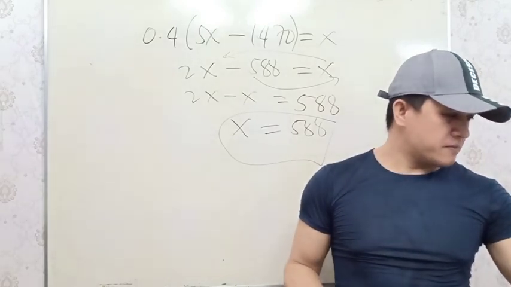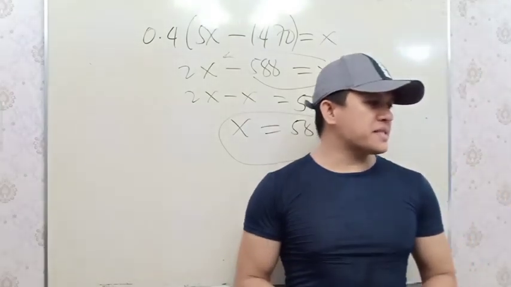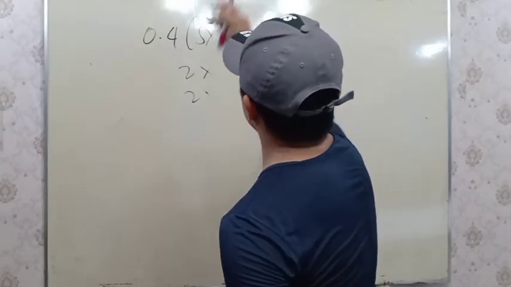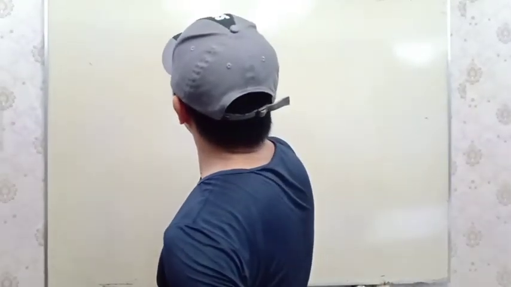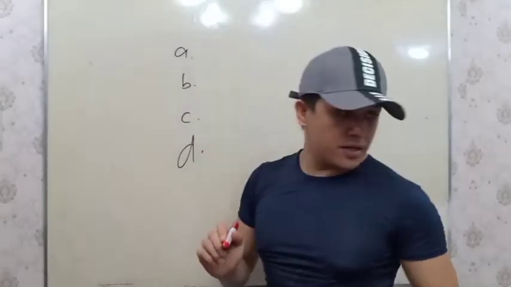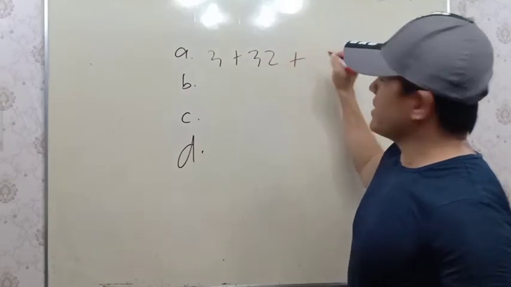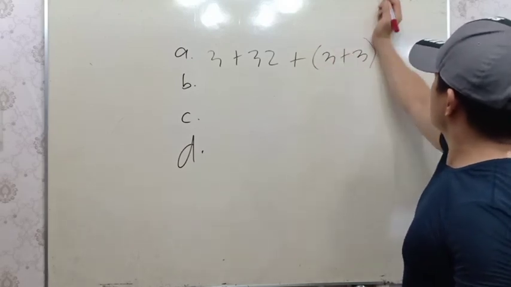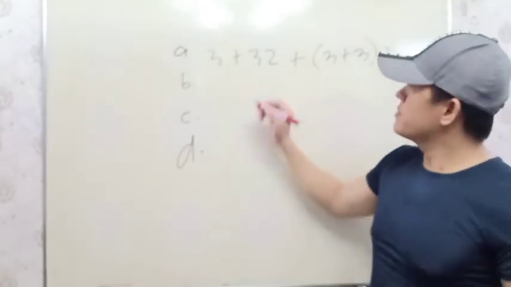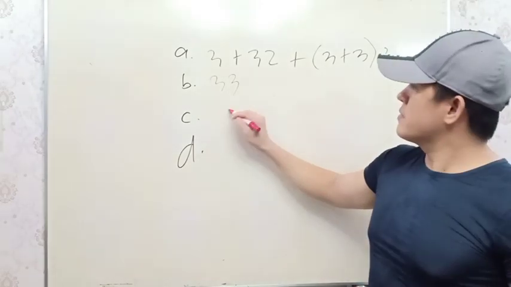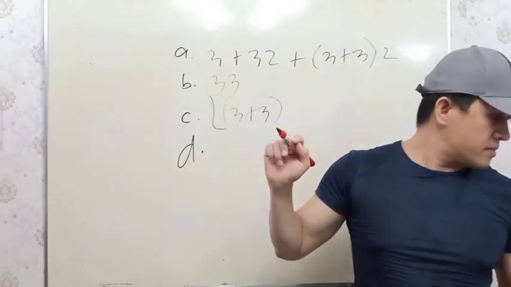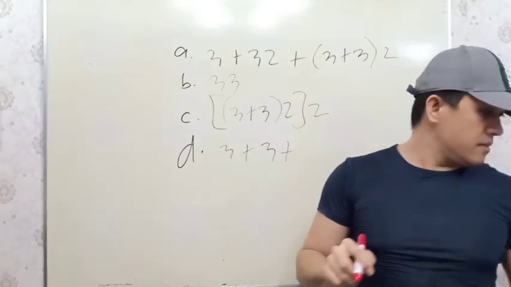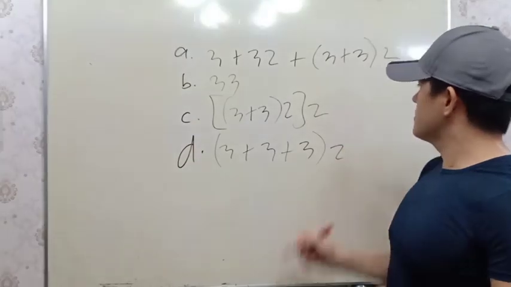Next, which of the following has the greatest value? Okay, so I'll just write the choices. Okay, so those are the choices. 3 plus 32 plus okay, so there you go.